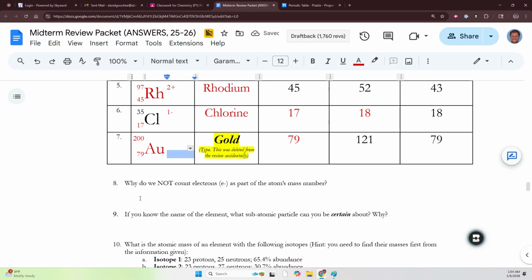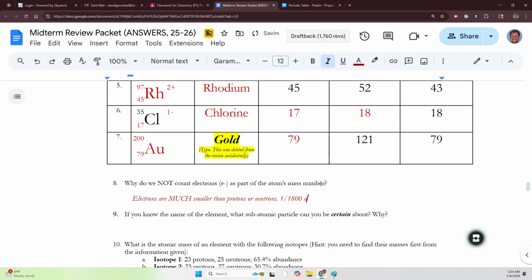Down here, now you'll notice when we were counting the mass, i.e. that number in the upper left, we weren't including electrons as part of it. Why not? Well, simple. Electrons are much smaller than protons or neutrons. Protons and neutrons are 1 AMU. Electrons are 1/1800th, almost 1/2000th of the size.